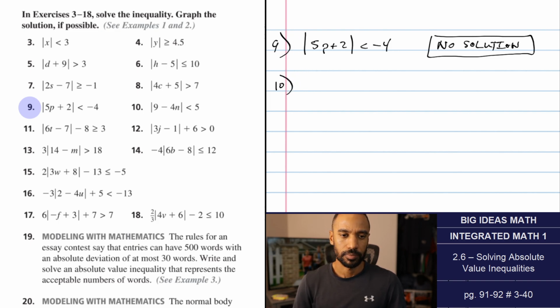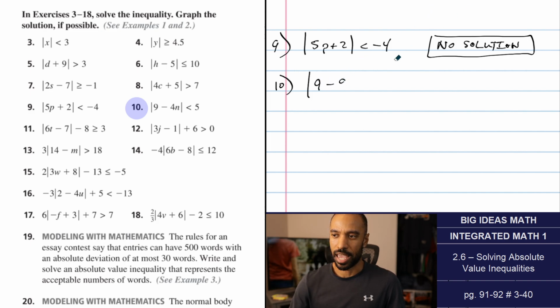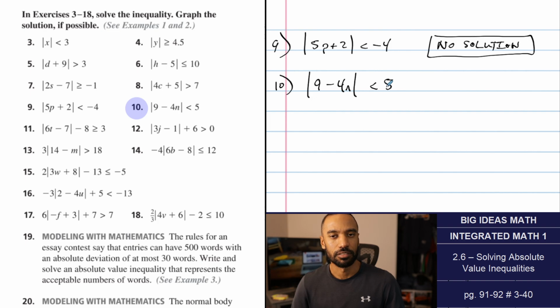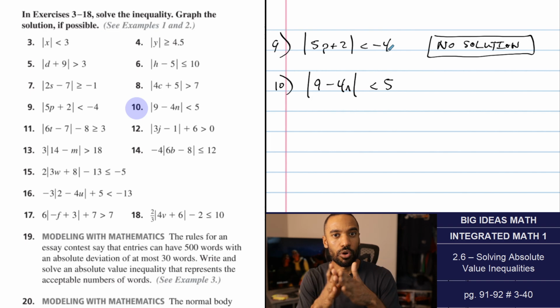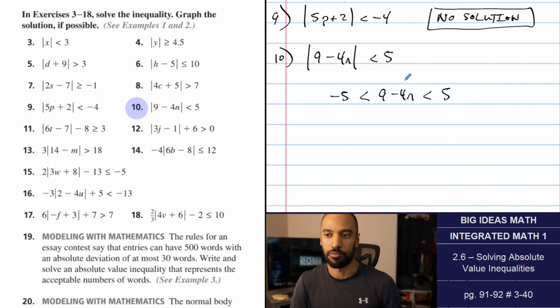Number 10 will be within 5 units. This is one where, sure, we'll do the thing. It's just that there's a negative inside of here, so I'm fretting it a little bit, but we did do this at the time for section 2.5. All right, we have to be within 5 units of 0 in either direction of this expression, 9 minus 4n. I must be within 5 units this way and this way of this expression. You can write it like that straight up if you want to. I generally don't, but you could.